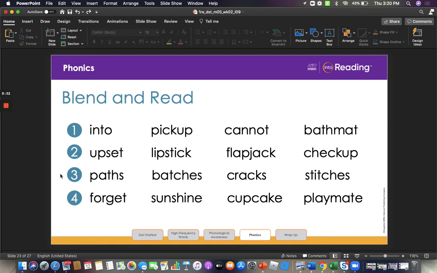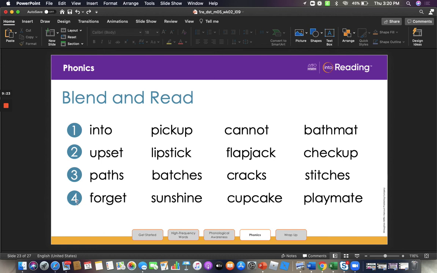Okay, let's do line two. Ready? Upset. Upset. Lip, stick, lipstick. Flap, jack, flapjack. Check, up, checkup. And let's do line three. Line three should be some review for us. Are you ready? Paths, paths. Batches, batches. Cracks. Cracks. Stitches. Stitches.